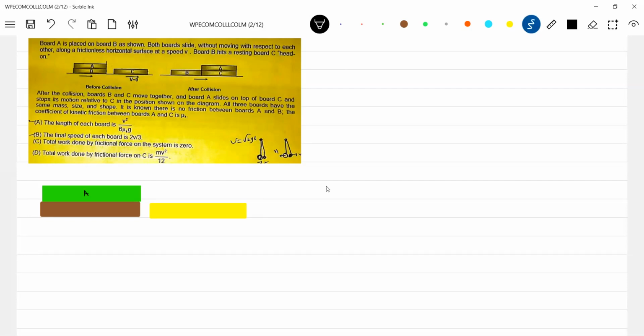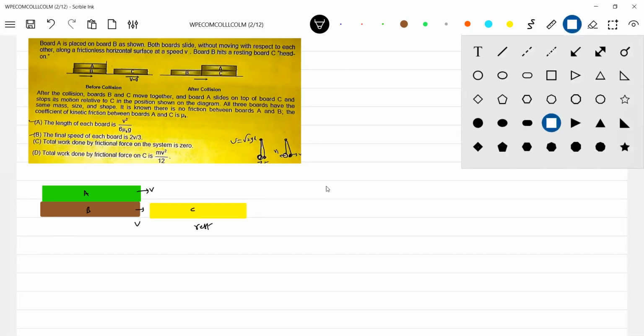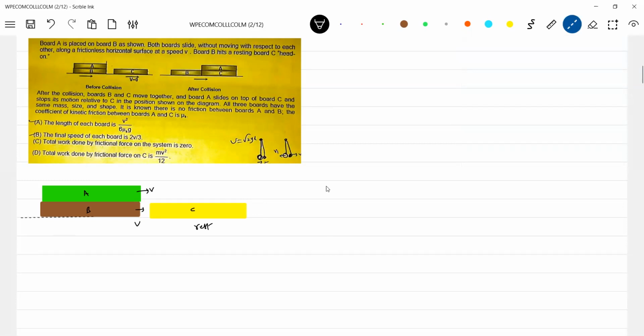This is A, B, C. So there's a test. These two are moving with a velocity V. Okay, there's the initial, and they are lying on a horizontal surface. So first, the B will come and collide.